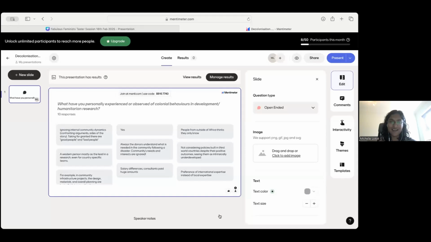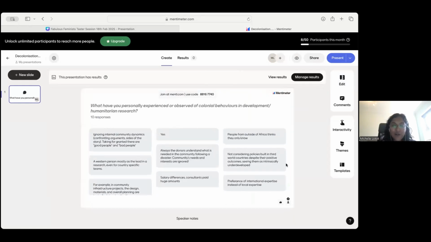Let me now share my screen to the Mentimeter. I know I can still see people typing, but please feel free to continue. And let's look at a few of these examples together. Okay, hopefully you can see that now. So, a few examples here.